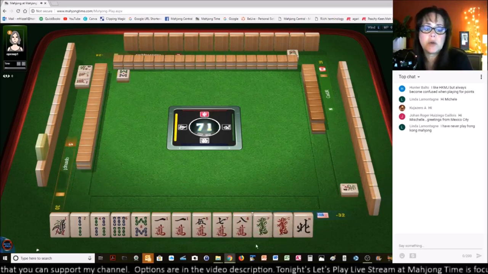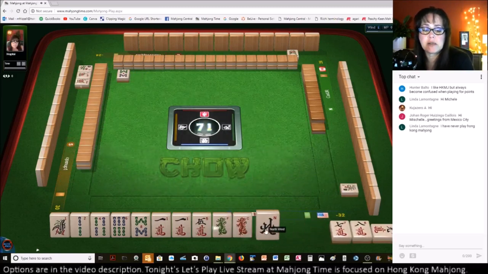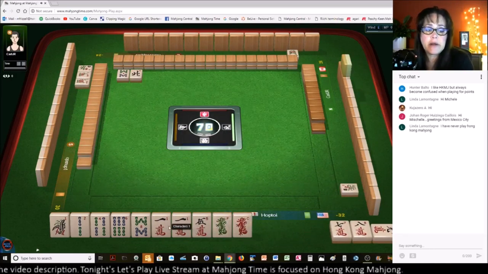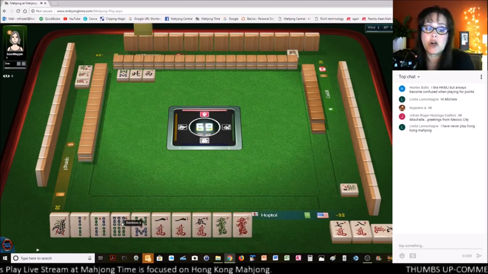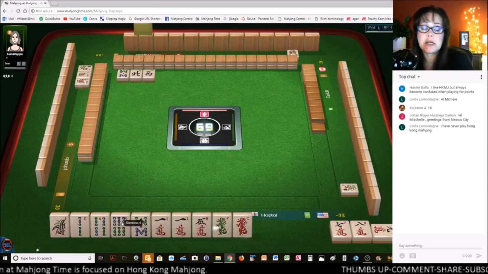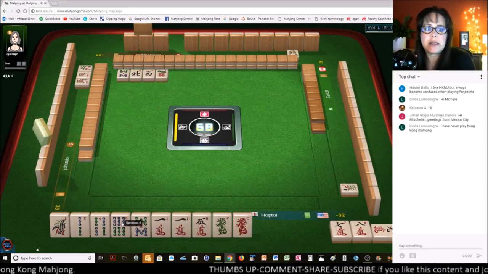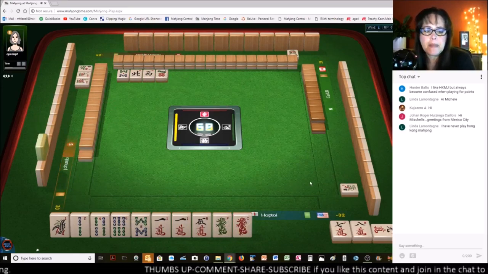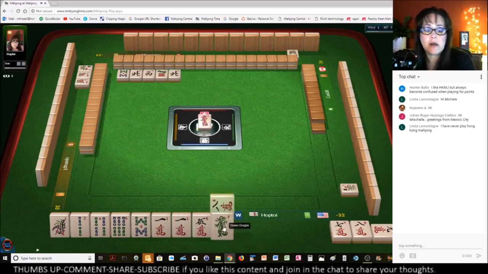Okay, so I think we should try for chows. We're going to push chows. We have a pair, and we have chow potential with the bams. So we're going to try to get all chow. Right now we have all chow potential and no flowers, which would be a two fan hand. Dots. Probably not enough to get me out of a negative score at the moment, but it's on the way.